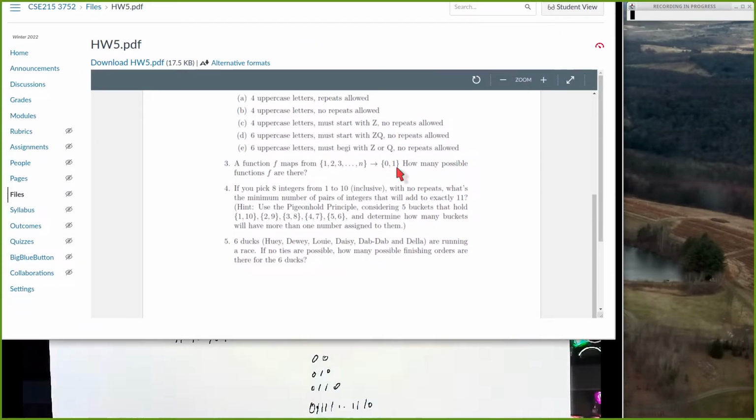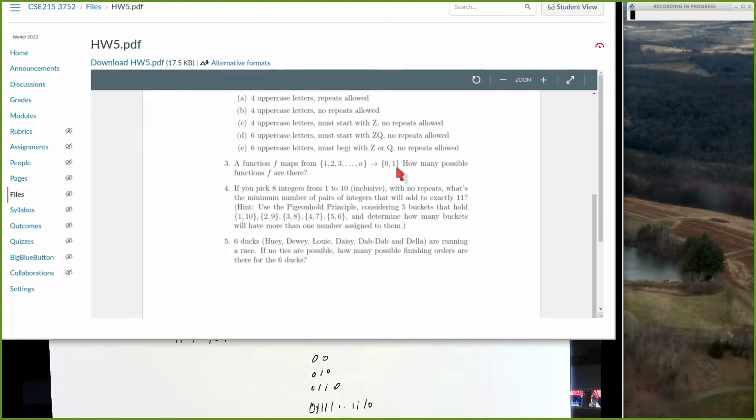Alright, so question 4. You pick 8 integers from 1 to 10 with no repeats. What's the minimum number of pairs of integers that will add to exactly 11? So anybody got any ideas on this one? Can I share how I worked through it? Yeah, or tell us the start of it.